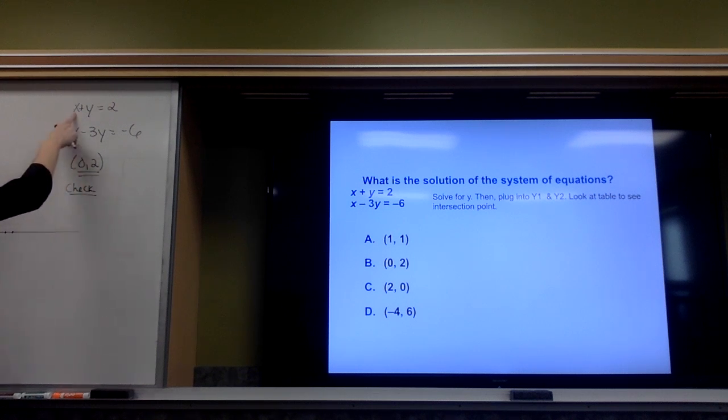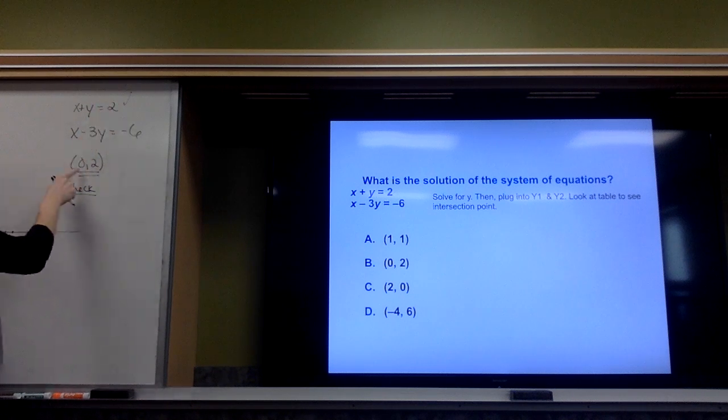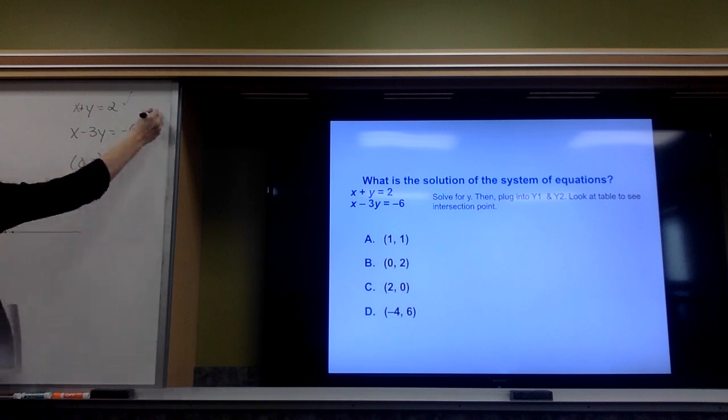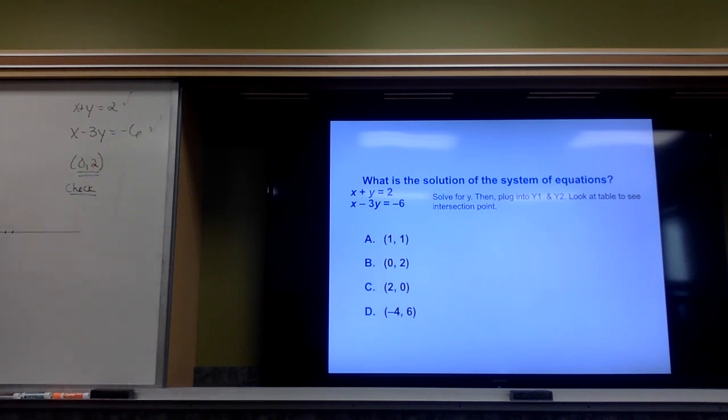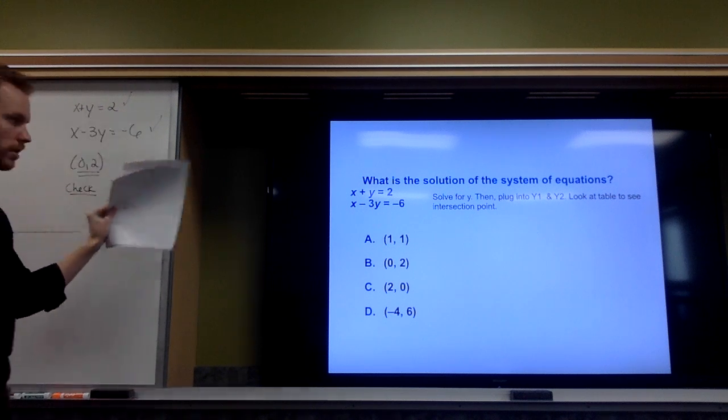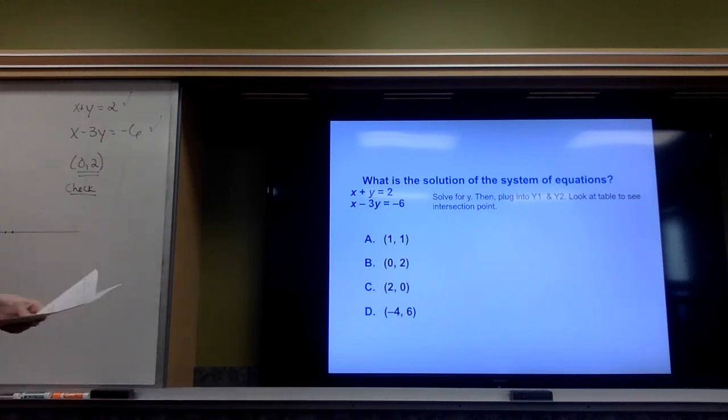So if I plug 0 into here, plug 2 into here, if I add them up, I get 2. That's correct. If I plug 0 into here, that's gone. Negative 3 times 2 is negative 6, which equals negative 6. We're good. Okay? So what you could do is take each point, substitute values, and see if it works. So not a bad method.